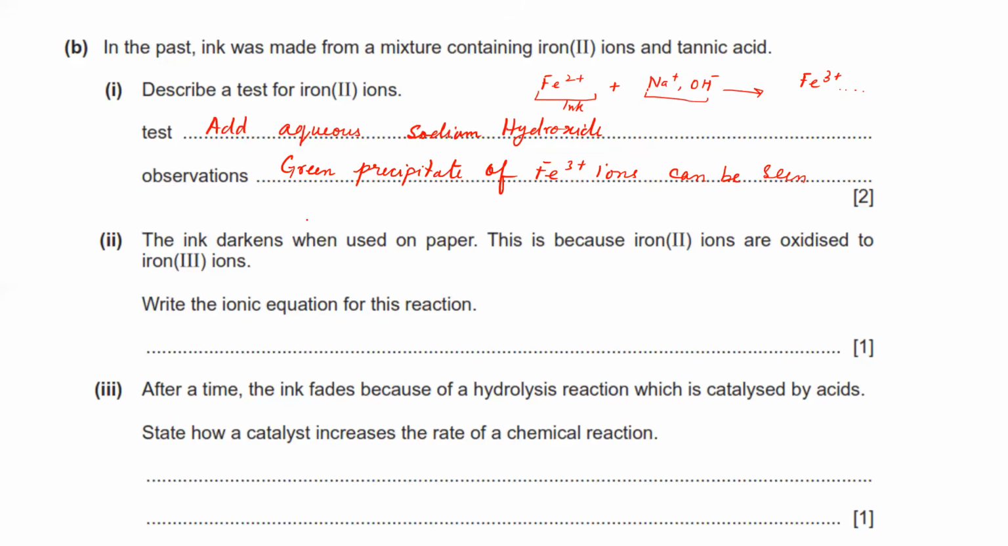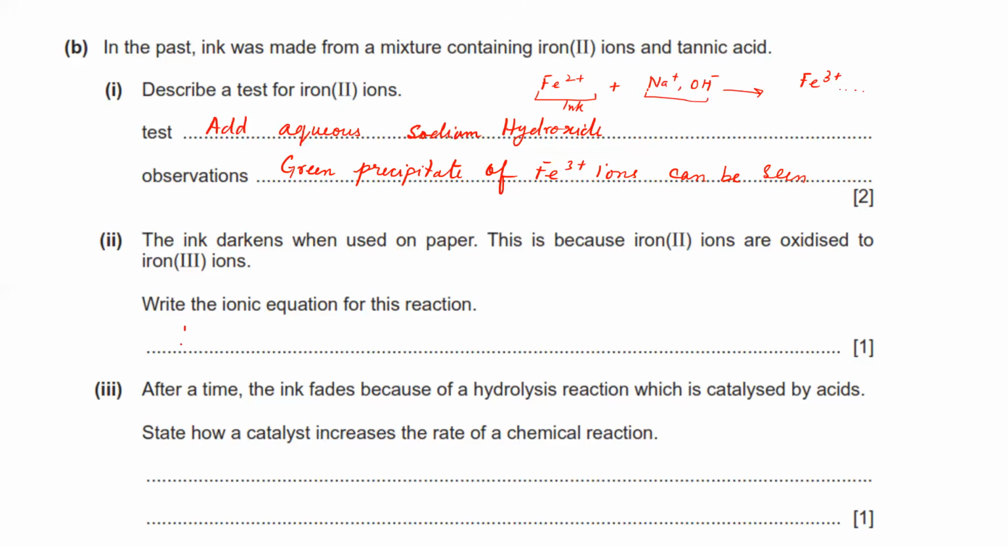Okay, then part 2. Ink darkens when used on paper. This is because iron 2 is oxidized to iron 3 positive ion. Interestingly, they have told us the same concept in the next part. So write down the ionic equation for it.